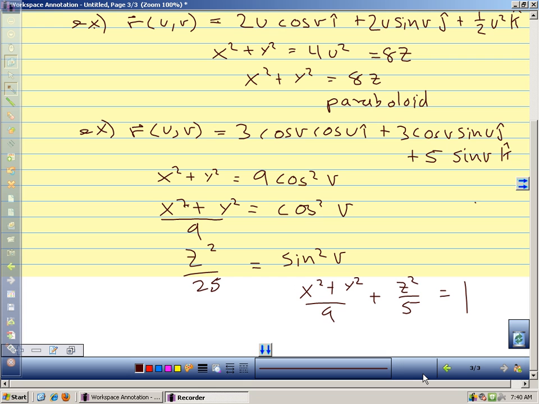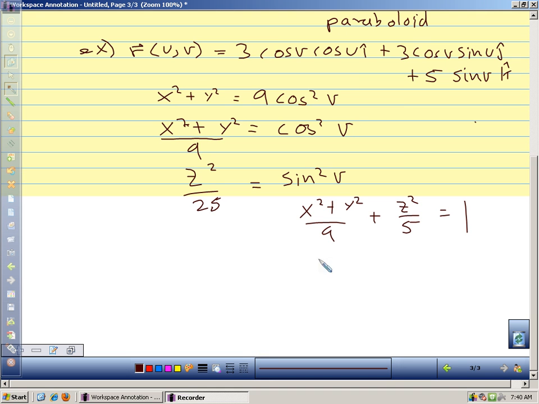It's an ellipse, but in 3D. I don't know how you say it. An ellipse, but in 3D. So this is an ellipsoid. So kind of a football shape.